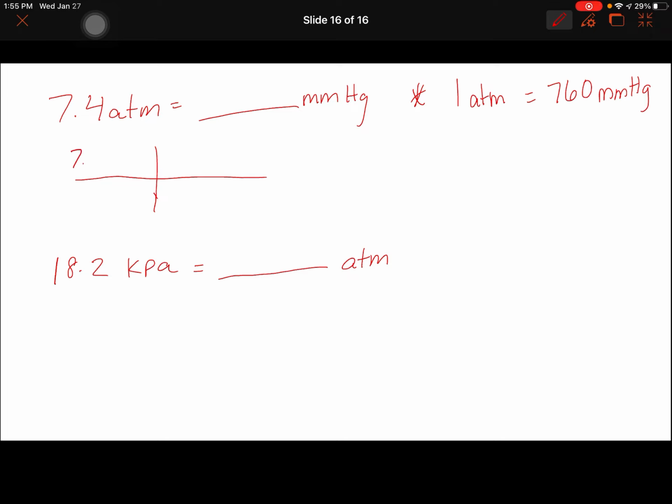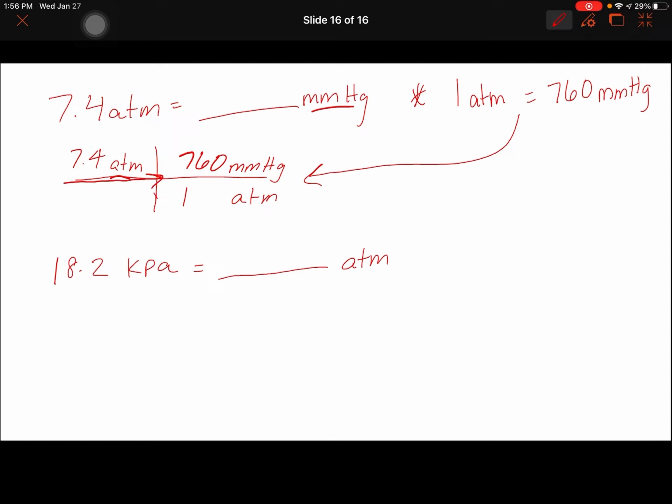I know we start out with 7.4 atmospheres, and since I want to eliminate the unit of atmospheres, I know I'll have to put that on the bottom. And since I want to be left with mmHg, I will place that on the top. Then this is where that conversion factor comes into play. 1 atmosphere equals 760 millimeters of mercury.